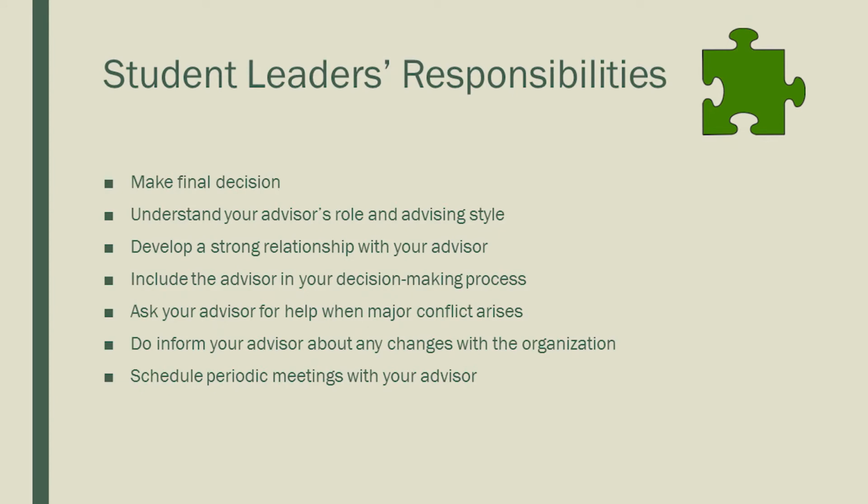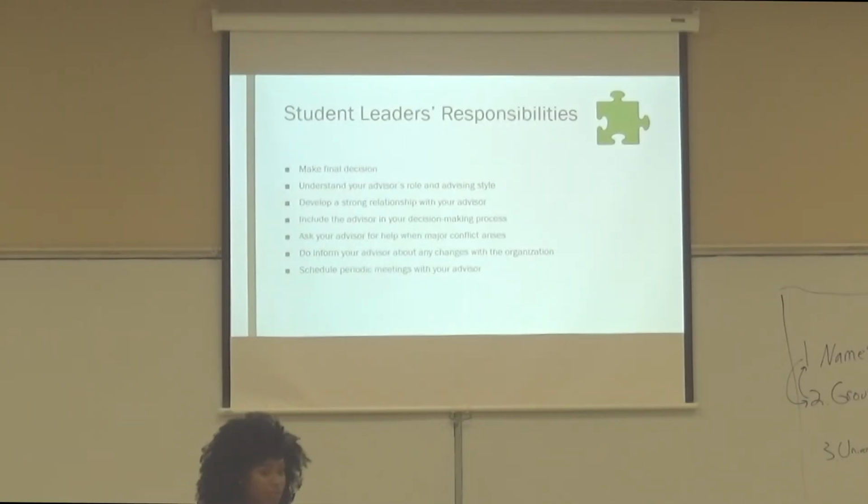So like I mentioned, there are some advisors that want to be super involved in the organizations, while others are like, I'm not really wanting to be involved, just give me what I need to sign, give me what I need to approve, and then move on. But if that's not what works for you, you need to let them know so that they can accommodate whatever your needs are. Just because they sometimes don't know and they can't guess.